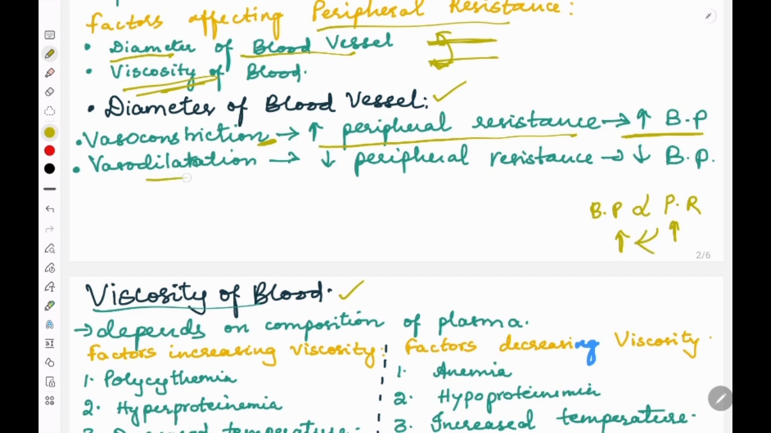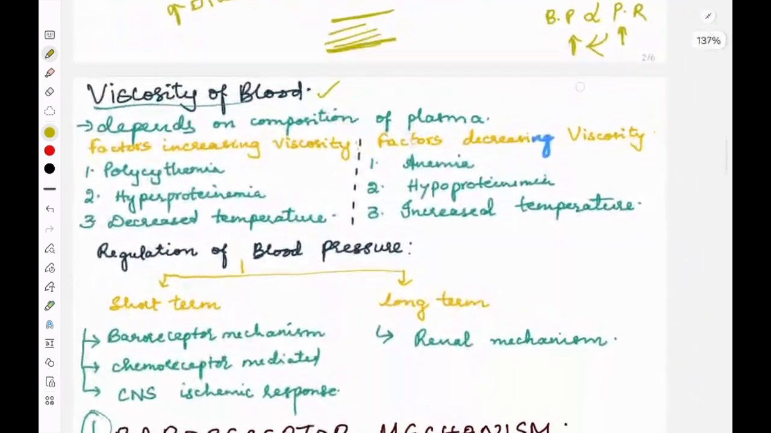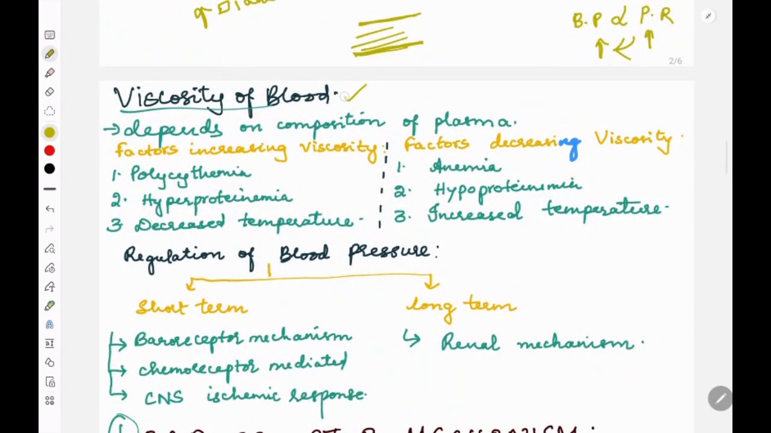Sorry, in vasodilatation there is increased diameter, right? In vasodilatation it is increased diameter. So what will happen if the diameter increases? The resistance offered by the blood vessel will decrease. Because of that the blood pressure will be less. So this is how the diameter of the blood vessel, that is the peripheral resistance, affects the BP. It is directly proportional.